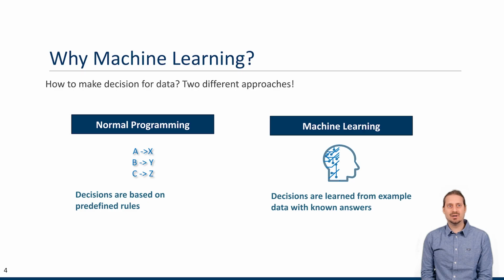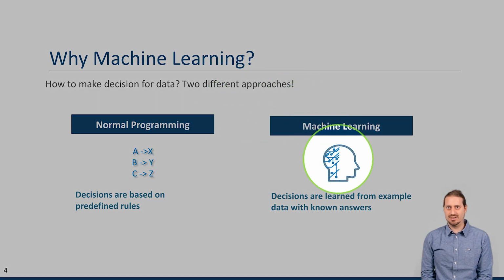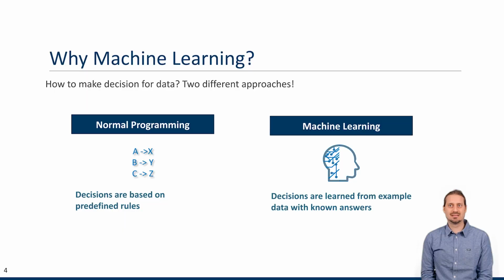This works well if we can define clear rules. But often defining clear rules is not really possible. So this is where machine learning comes to the rescue, where the idea is to learn the decisions from example data with known answers. And as we will see, this is very helpful in a lot of problems where we cannot define clear rules.